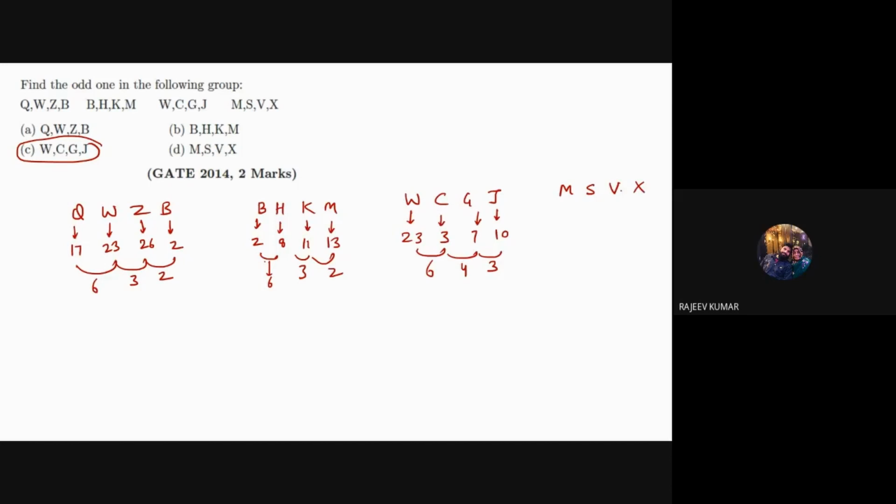MSVX. M becomes 13, S becomes 19, V becomes 22, and X becomes 4. So 6, 3, 2. In one of them the pattern is changing. That will be the correct answer.